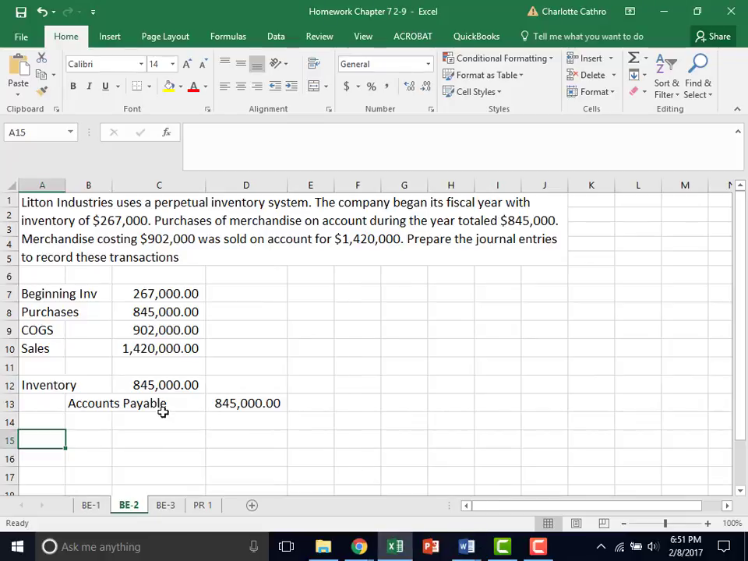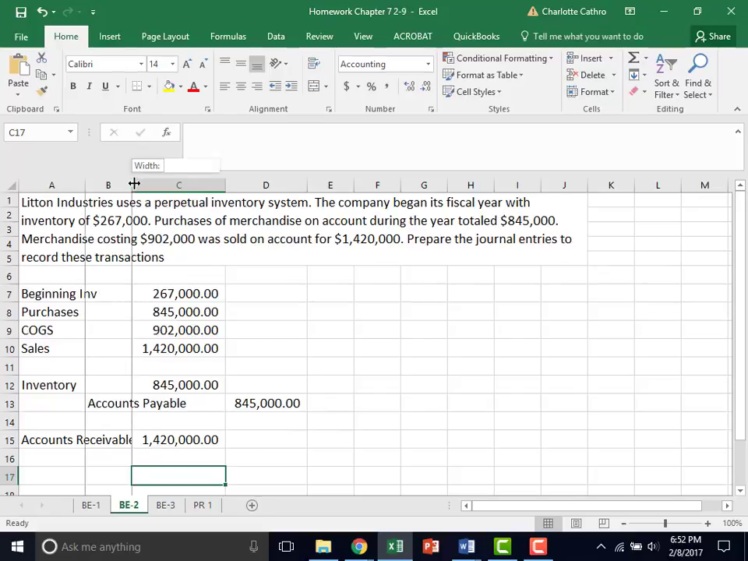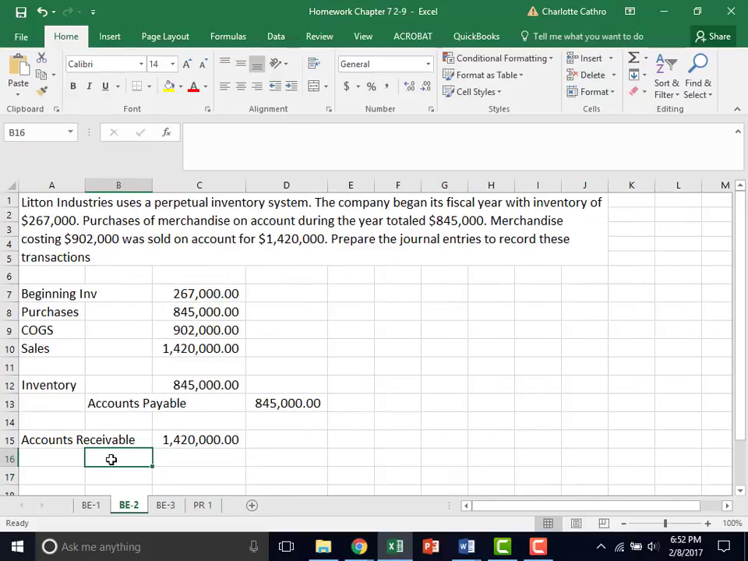Then we have to record our sales. So we have accounts receivable from our customers. They are going to pay us, and that is for the full 1.42 million. That is our selling price on those items. So we increase our accounts receivable 1.42 million, and that books to sales revenue. That is the other side, our credit, sales revenue.